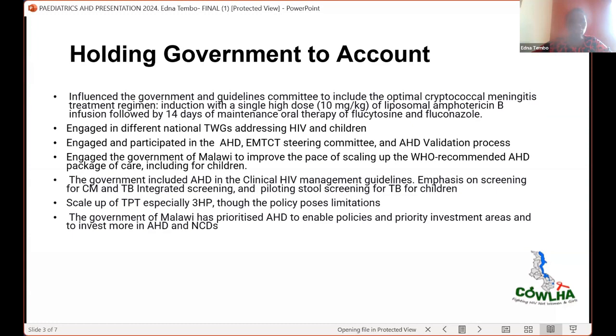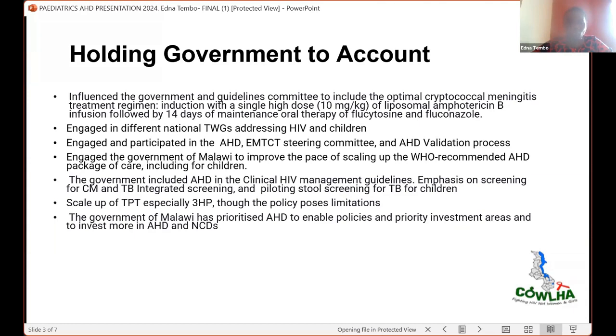Thank you very much for giving me this opportunity. On holding government to account, what we did is to influence the government and the guideline committees to include the optimal cryptococcal meningitis treatment regimen and induction with the single high dose liposomal amphotericin B, and also to make sure that daily maintenance oral therapy of fluticasone and fluconazole is available.